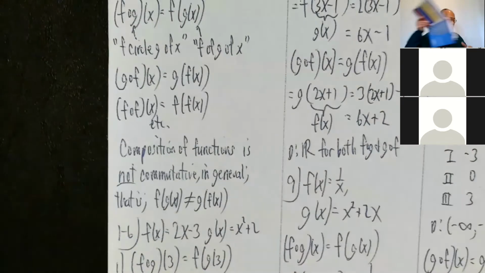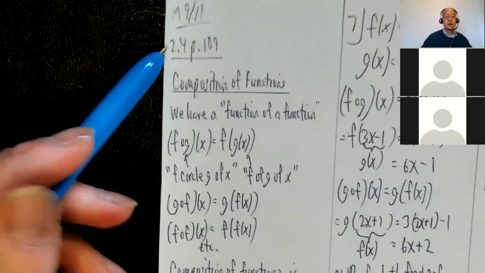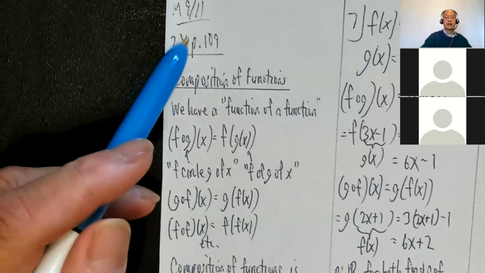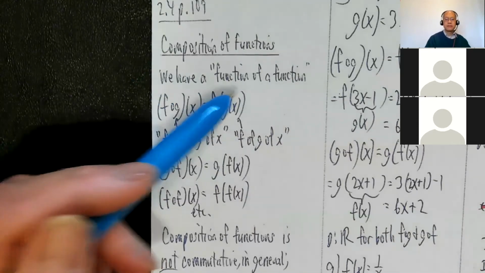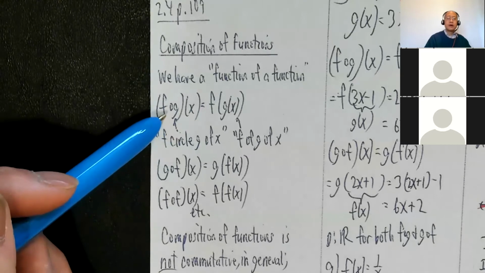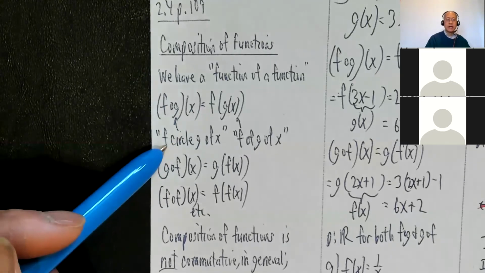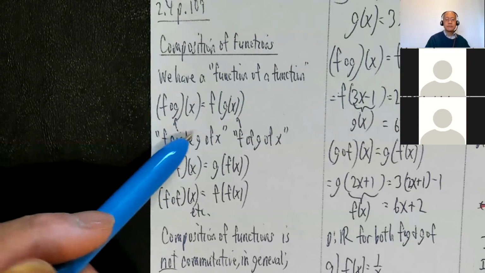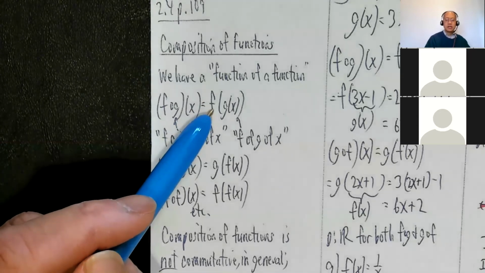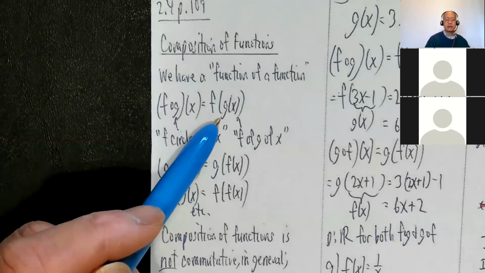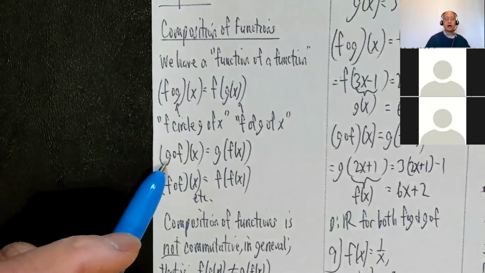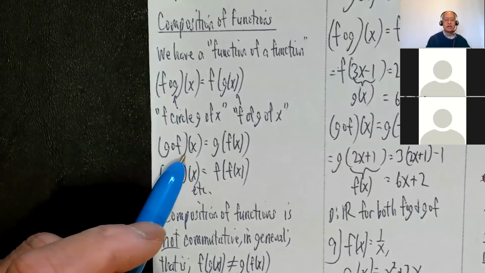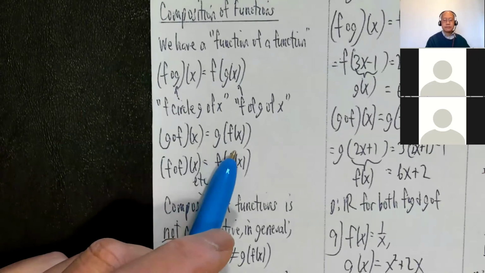So composition of functions. And so 2.4, again, ignore any dates. Composition of functions is a function of a function. So f circle g of x, that's the way we say it. F circle g of x, it looks like fog. It's f of g of x. And by the way, you can reverse it. Looks like golf. G circle f of x means g of f of x.